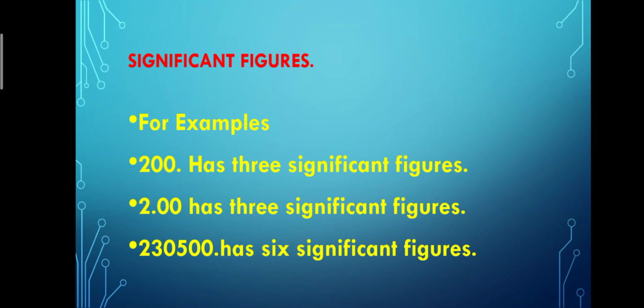Similarly, 230500. (with decimal) has 6 significant figures because of the trailing zeros in a whole number with a decimal. So, these trailing zeros are significant.